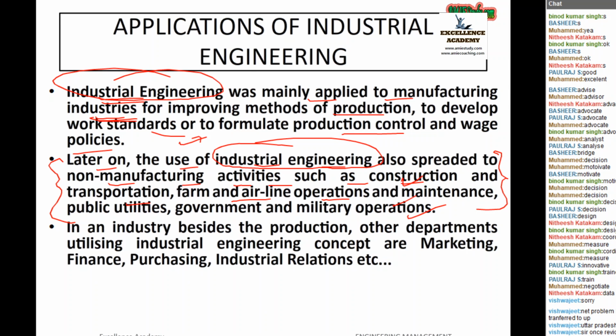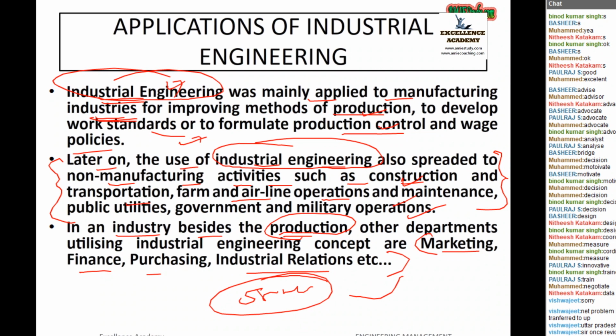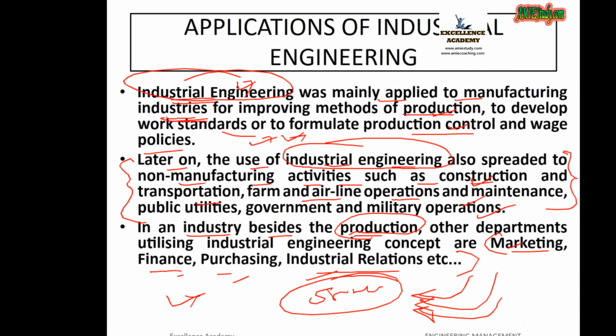Next, in an industry, besides the production, that means basically here what is written is to formulate production control and wages and production. How can I improve the production? Those things are done by means of industrial engineering. But nowadays, in an industry, not only for production, but also in other departments like finance, purchase, industrial relationship, marketing, in all these things, certain strategies are developed. Strategies developed means industrial engineering or management principles are going to be applied. So applications of industrial engineering start from the industry and reach marketing, finance, purchase, and industrial relationships.